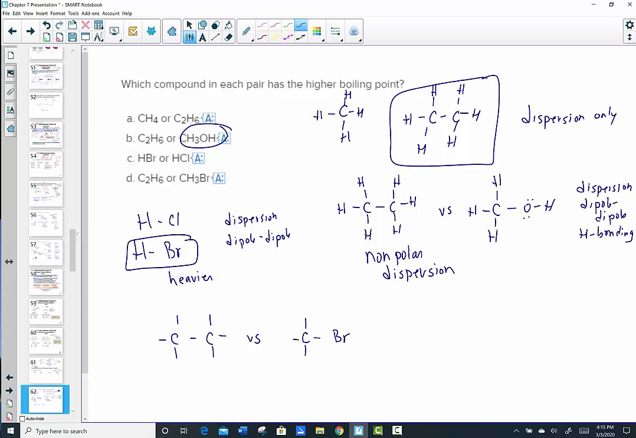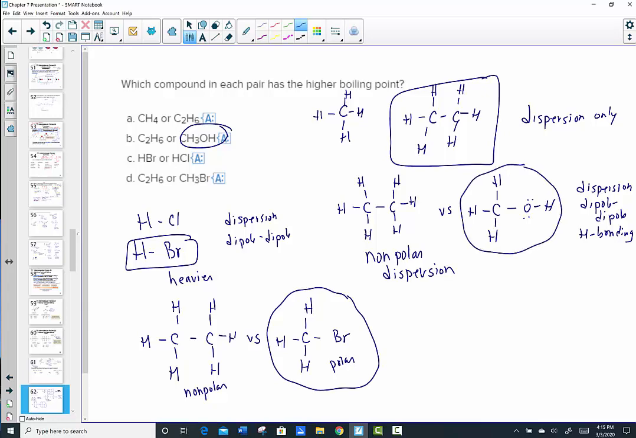And here's C2H6 again versus CH3Br. And what did you pick? Well, this is nonpolar, so this is dispersion only, where this is polar, so it has dispersion and dipole-dipole. So therefore, that's the stronger intermolecular attraction, and therefore, it would have the higher boiling point.